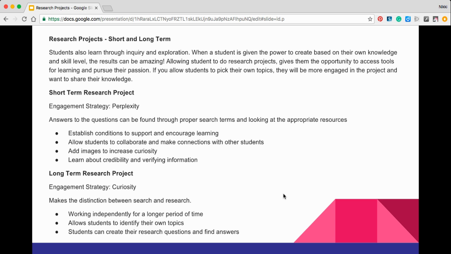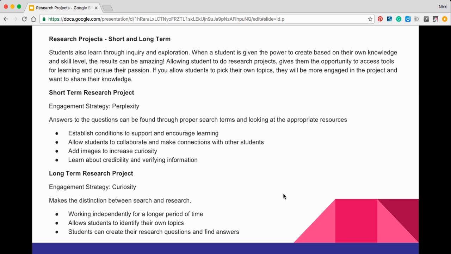Allowing students to do research projects gives them the opportunity to access tools for learning and pursue their passion. If you allow students to pick their own topics, they will be more engaged in the project and want to share their knowledge. Short-term research projects is an engagement strategy, and we're looking at the perplexity.